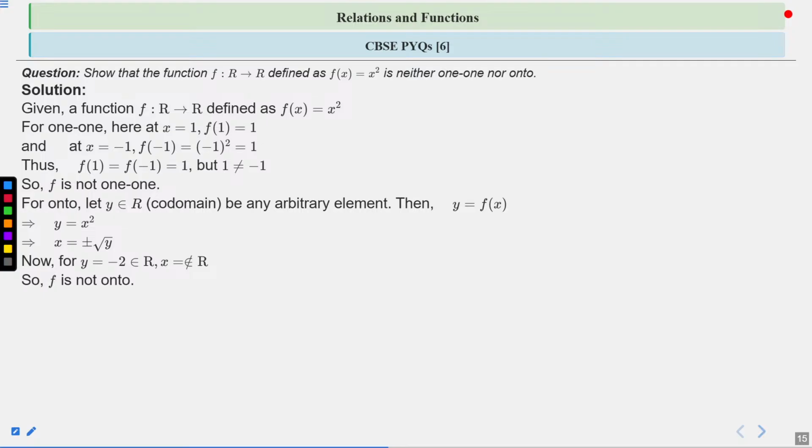So f is not an onto function. Clear? For negative values of x, there will not be negative values of y. There will not be any values of y which are negative. Clear? So the codomain is not equal to the range.